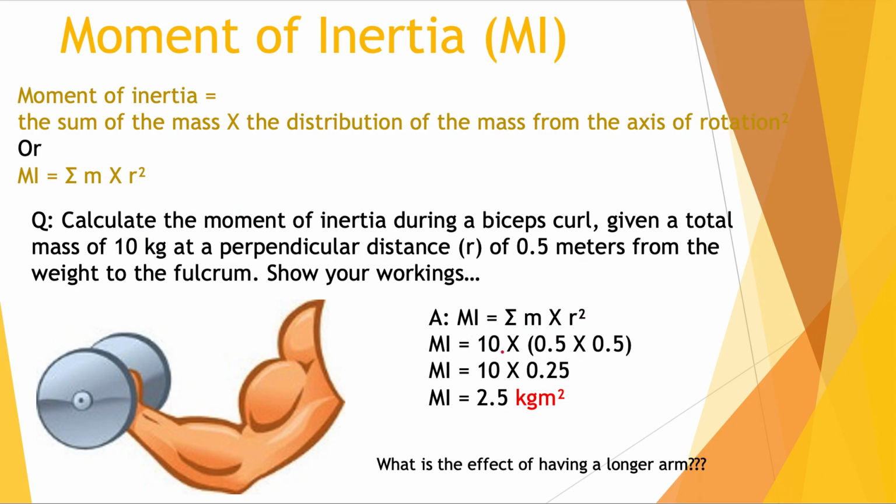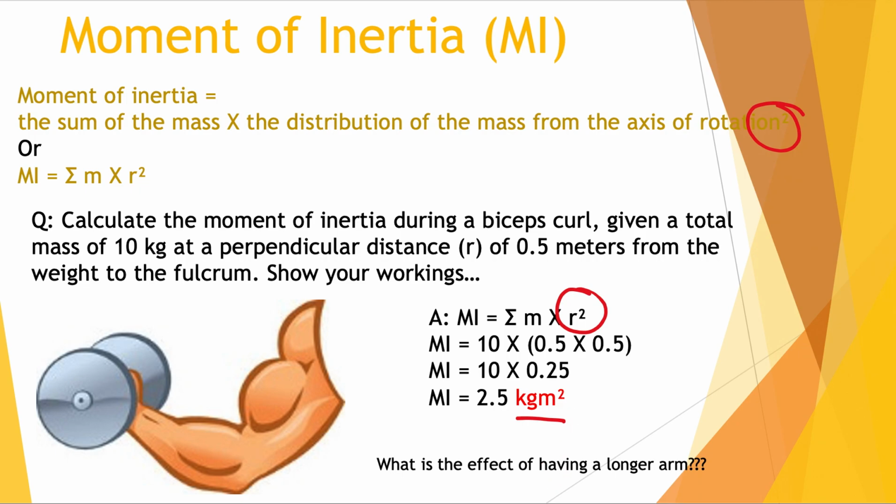So the mass is 10, but the thing that lots of candidates did in this exam is they just did 10 times 0.5, but it's r squared, okay? R squared, not just r. So we needed to do 0.5 times 0.5 to give us 0.25, and then 10 times 0.25. So your answer should have been 2.5, and then obviously kilogram meters squared, because this needs to have units in order to get the marks.